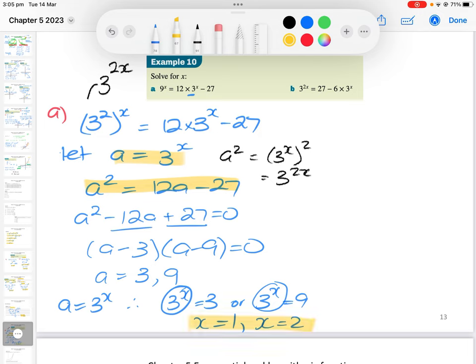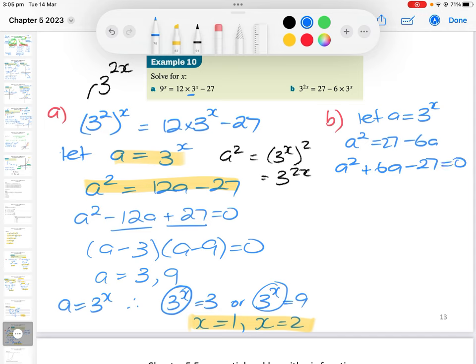So stop the video, have a go at B on your own, the same technique. We'll say let A equal 3 to the x. This will be A squared equals 27 minus 6A. Put it into that correct form to factorise. Factors of minus 27 that add to 6. A plus 9, A minus 3. So A equals minus 9 or 3.